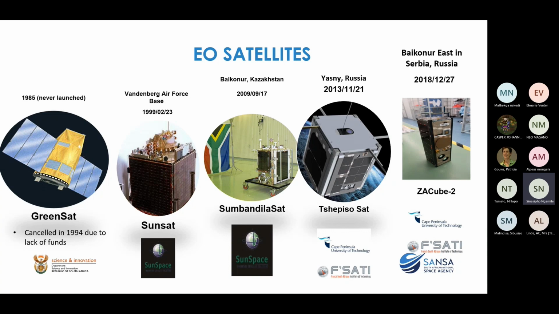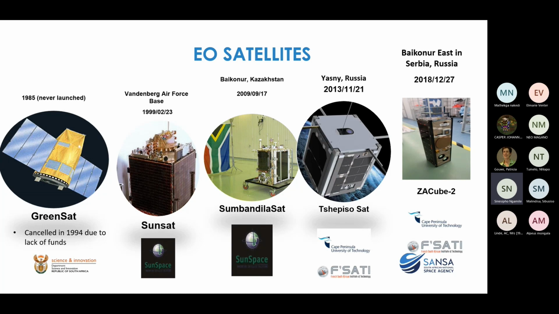The other one is called Sepiso Sat or ZA Cube 1. It is also called a nano satellite. It was launched in 2013 in Russia. It was also manufactured by students and people in the industry. So the Cape Peninsula University of Technology was involved in this project. And then the other one is called ZA Cube 2, launched in 2018. It is also a nano satellite. It is a small satellite. So the ones that are called nano satellites are small satellites.